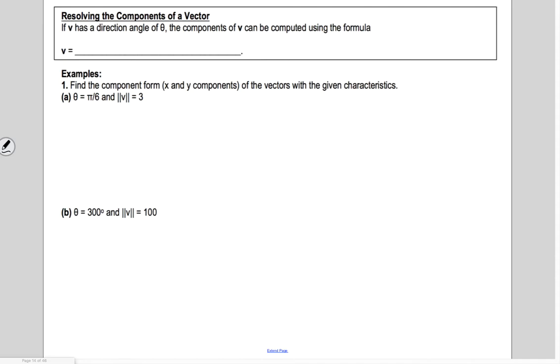So when it says resolve the components, it means find the x and y values for the vector. Okay, when you see this, because I'll write this on test questions. Resolve the components. You should know what that means.